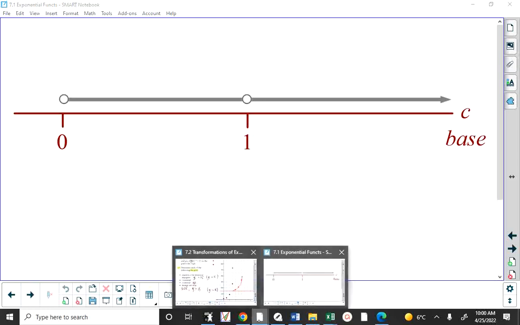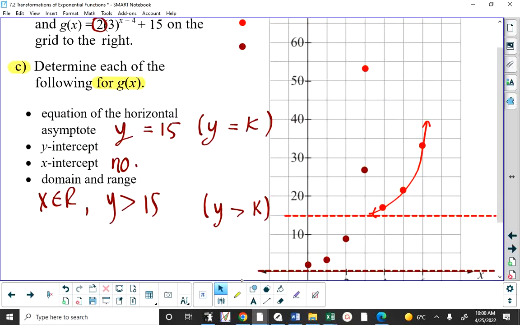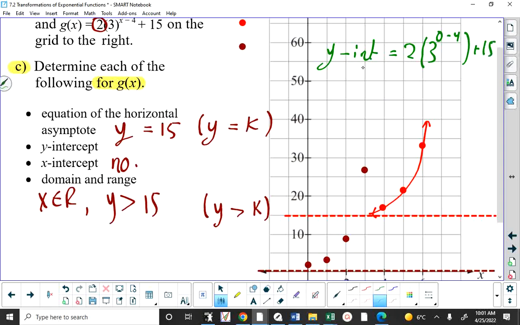Okay, now how do we find the y-intercept? Well, the y-intercept, by the way, we never used this point. The y-intercept is where x is equal to 0. So the y-intercept will be equal to two times 3 to the 0 minus 4 plus 15.